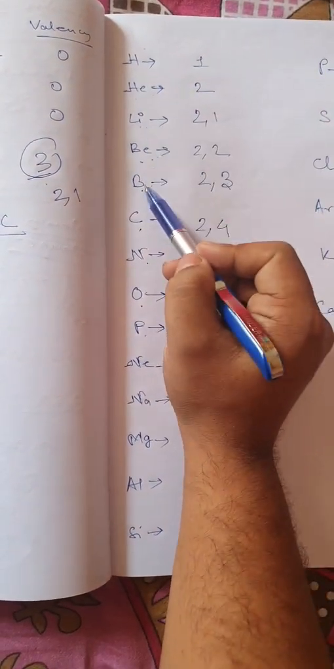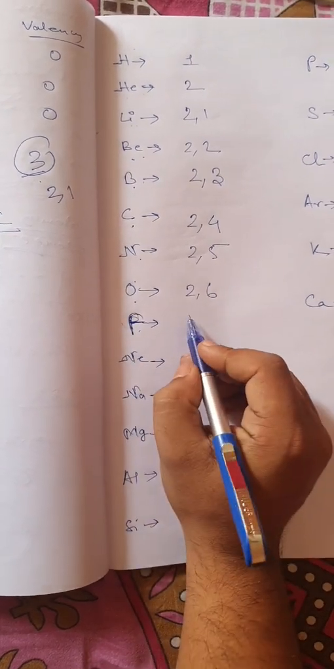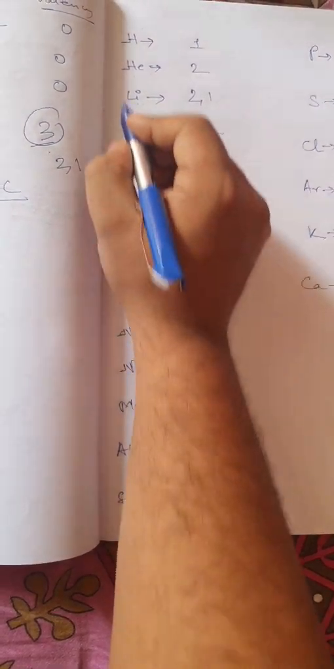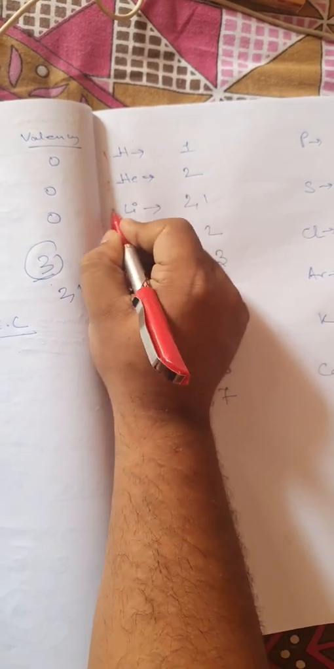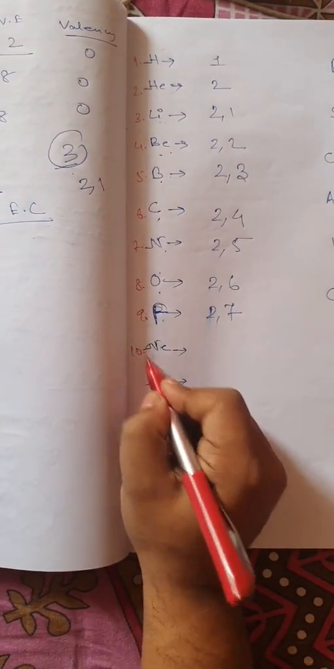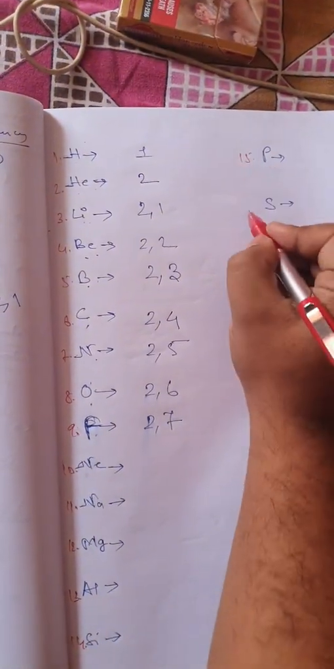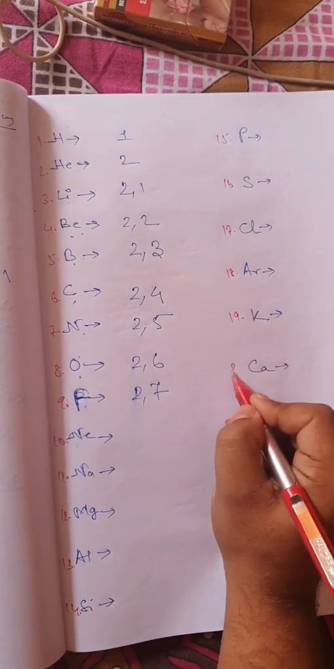Hydrogen, helium, lithium, beryllium, boron, carbon, nitrogen, oxygen, fluorine, F. Okay, so 2, 7, because the atomic number is 9. If I write down the atomic numbers here, it will help you, I guess. 1, 2, 3, 4, 5, 6, 7, 8, 9, 10, 11, 12, 13, 14, 15, 16, 17, 18, 19, 20.